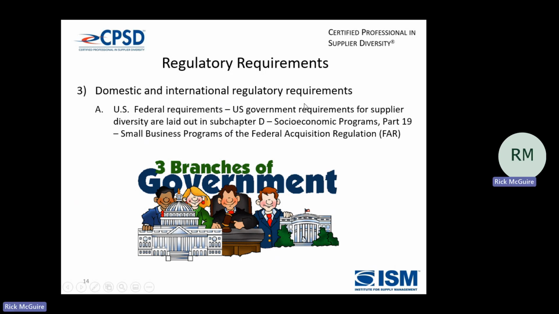U.S. federal requirements. So the U.S. government requirement for supplier diversity are laid out in Subchapter D, Socioeconomic Programs, Part 19. Yeah, they'll ask you a question on that. Subchapter D, Part 19, Small Business Programs of the Federal Acquisition Regulation, or the FAR. Subchapter D, Part 19, just remember that.